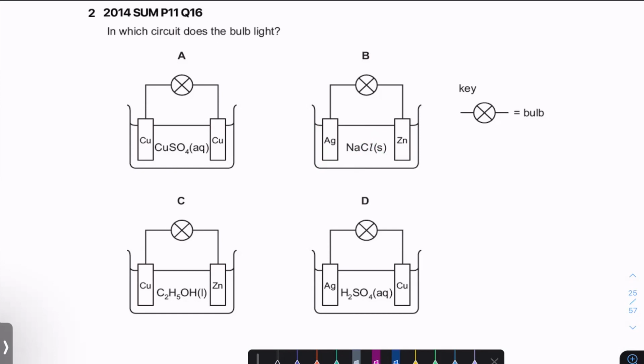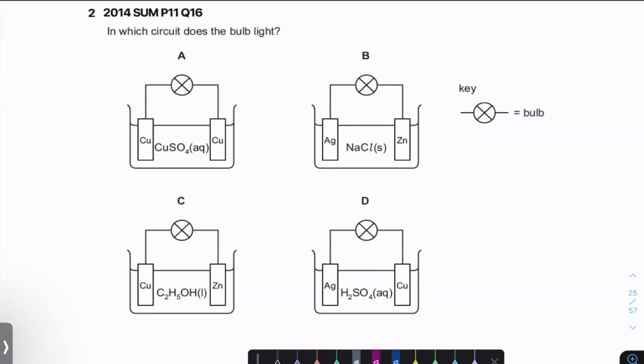So in A we have copper and copper. तो copper को तो electrons नहीं देगा ना. So that's not possible. In B, zinc is more reactive than silver, so electrons will go from zinc to silver. But the problem is कि यहाँ पे you have a solid, so circuit complete ही नहीं होएगा. You need this to conduct electricity as well. So solid sodium chloride does not conduct electricity. It has ions, but they're not free.